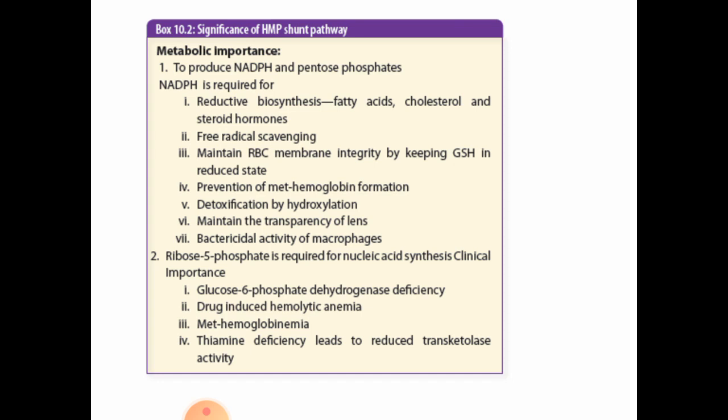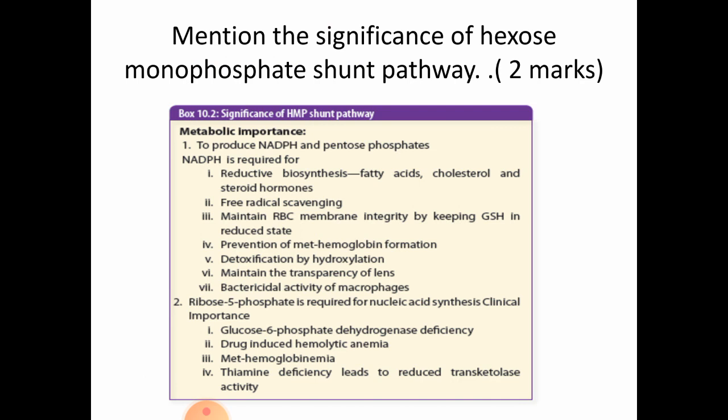And if it is asked for more marks, you need to explain each step in detail. If it is only for 2 marks, you can just mention these points. Next question: mention the significance of the hexose monophosphate pathway, for 2 marks. You can just explain the same thing, that is the metabolic importance.